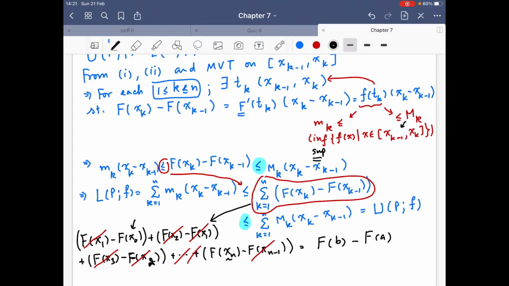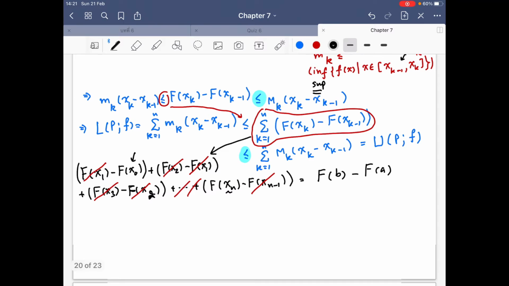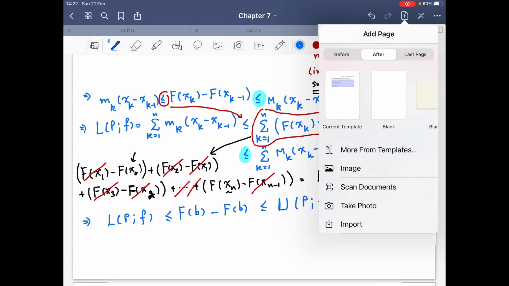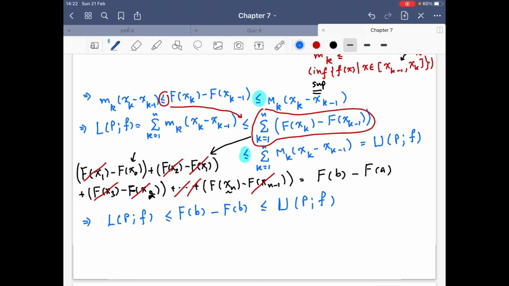Okay, so right now, what is it that we have? We have that your lower sum L(P,f) is less than or equal to F(b) minus F(a), and then it is less than or equal to the upper sum of this partition over this function f as well. Okay, so we just keep this one in mind.